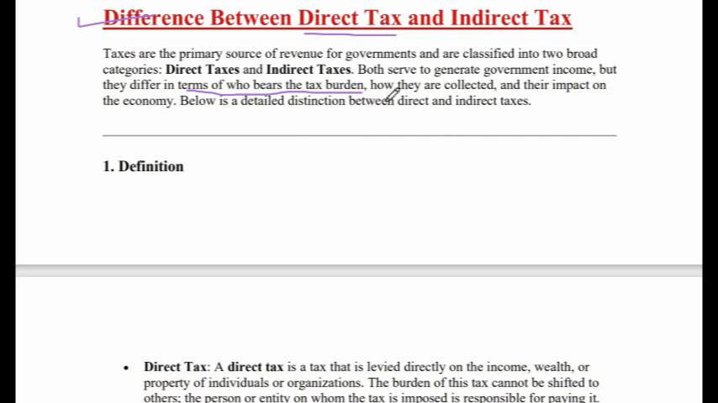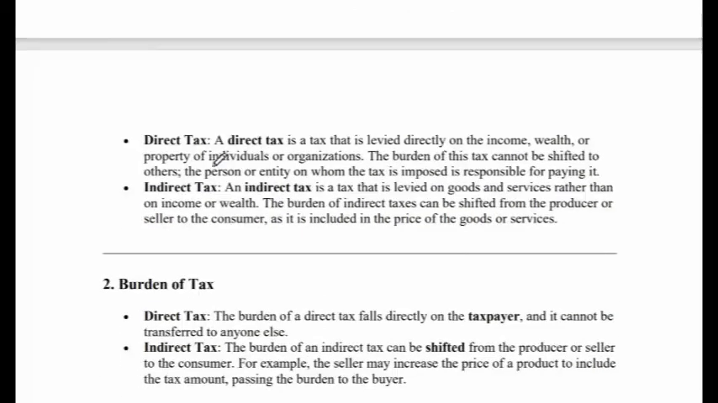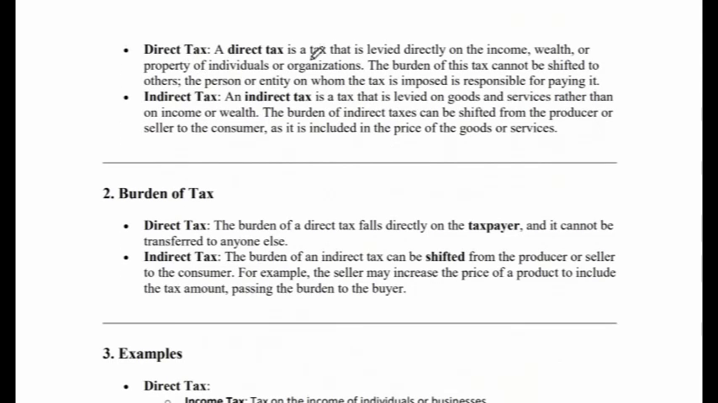So what is the main difference is who bears the tax burden, how they are collected, and their impact on the economy. Let's look at the definition of direct tax and indirect tax. A direct tax is a tax that is levied, that is imposed directly on the income, wealth and property. Wealth tax is not there now, because it was abolished after 2015, but we can still say on the wealth or property of an individual. Okay, so direct tax.